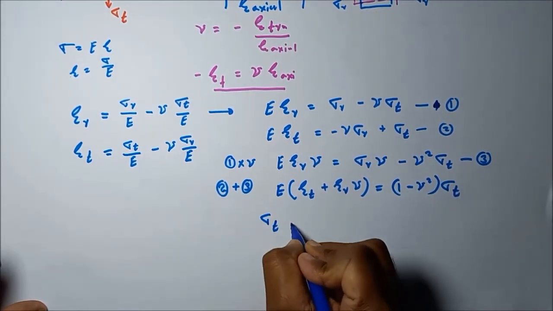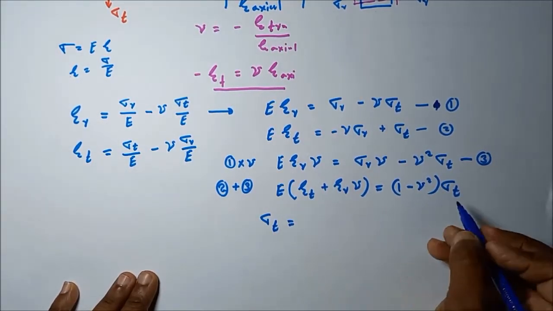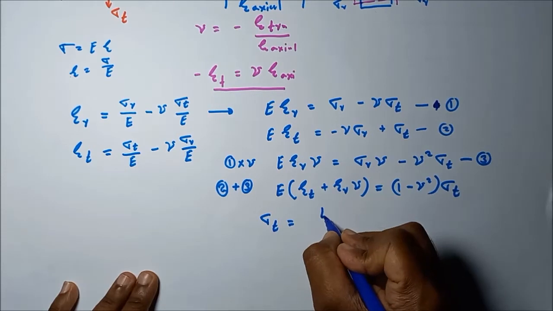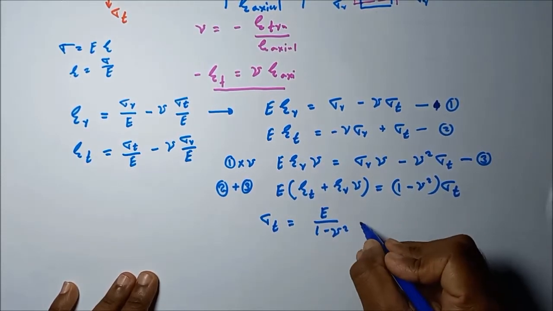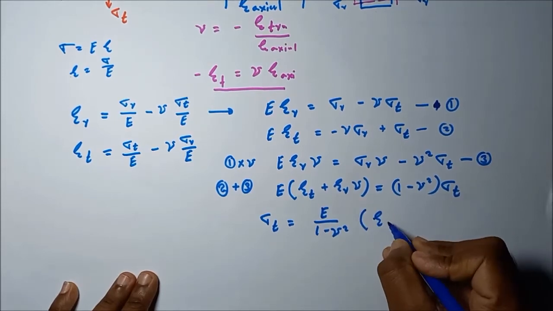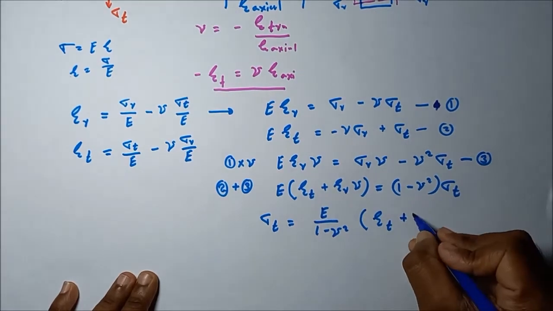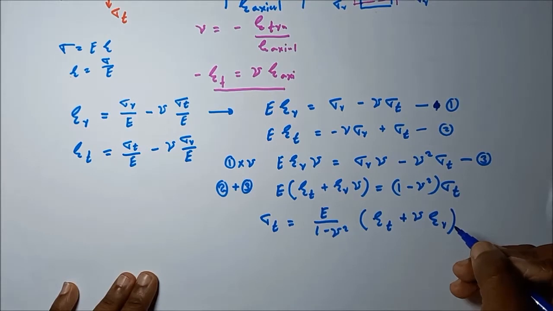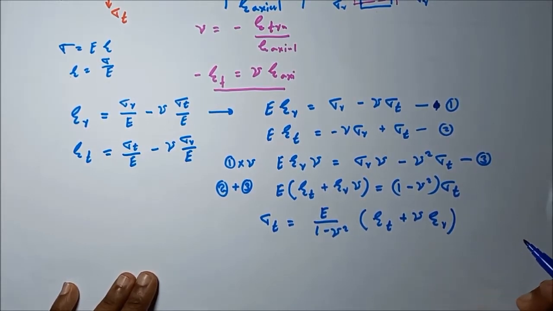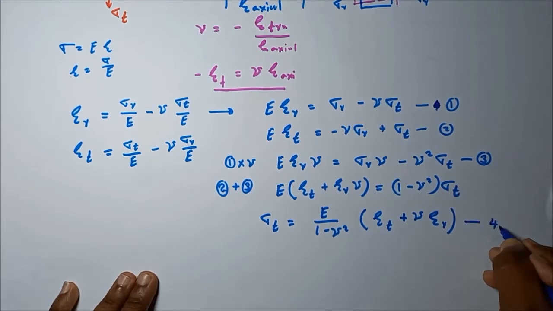By making sigma t the subject, we get E divided by 1 minus nu square, times the strain in tangential direction plus Poisson ratio into strain in radial direction. Let's take this equation as equation 4. We need this equation later.